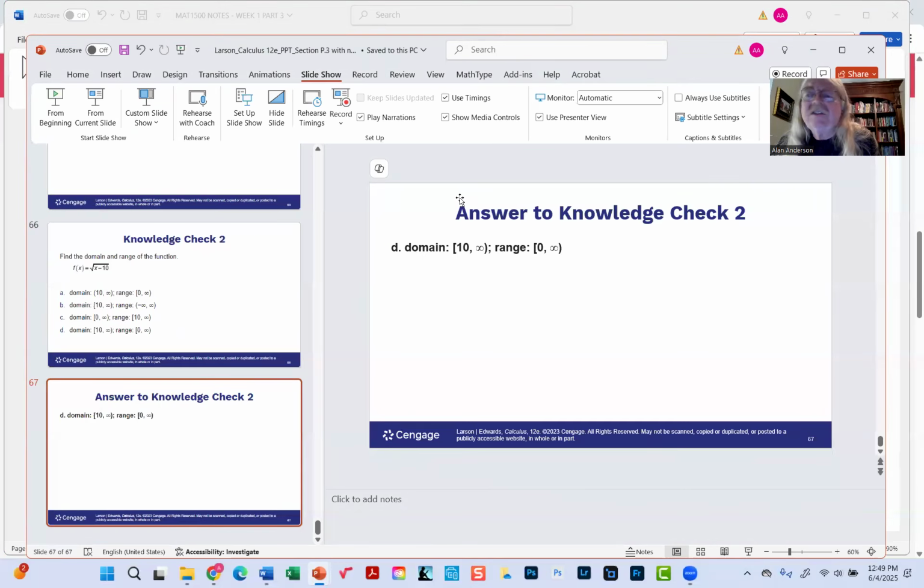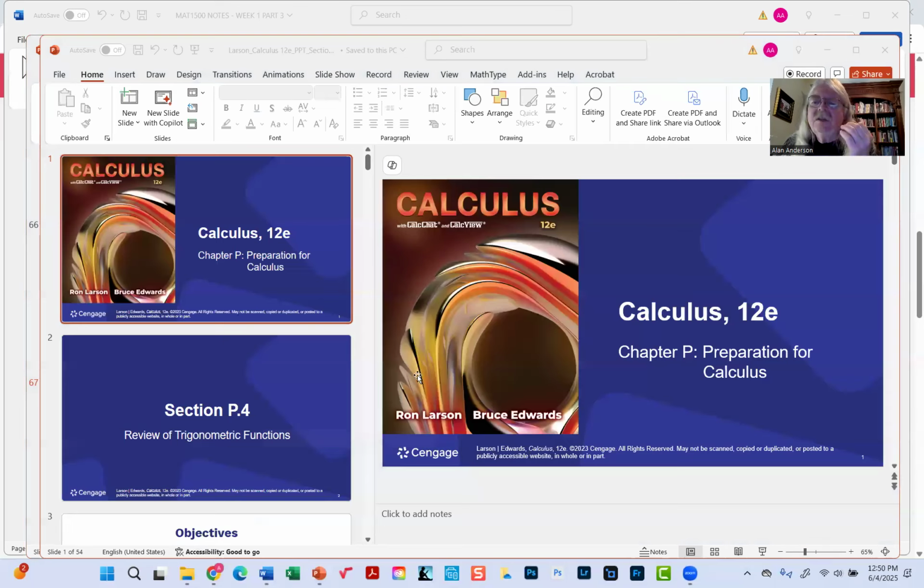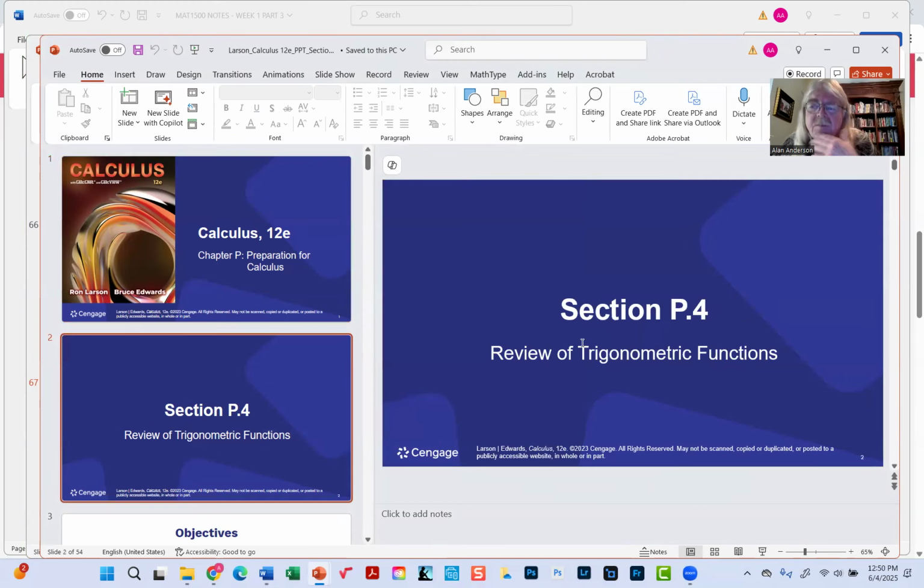So that's section 3 of the preliminary notes. So part 4, remember I did mention, is our review of trigonometry. Now, it looks like we're not going to be done in this hour with the trigonometry, but we can at least get started with it. So probably, I'm sure we can finish it in the next session.